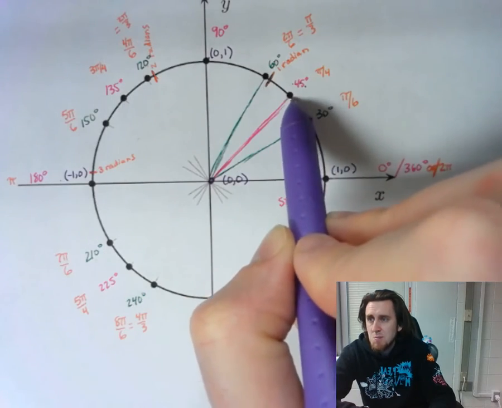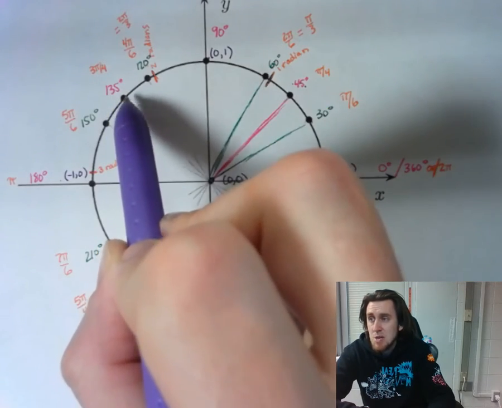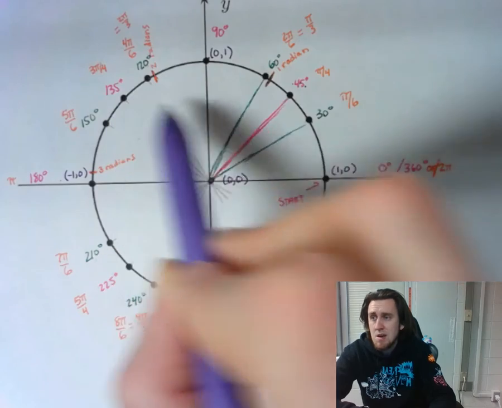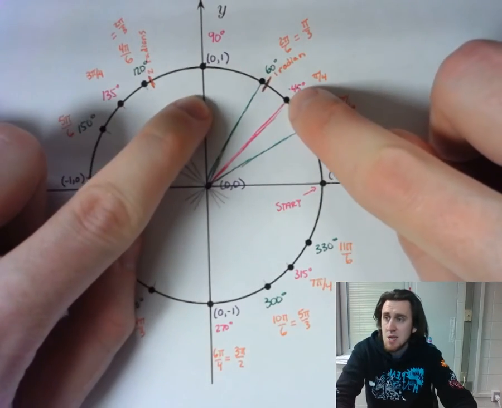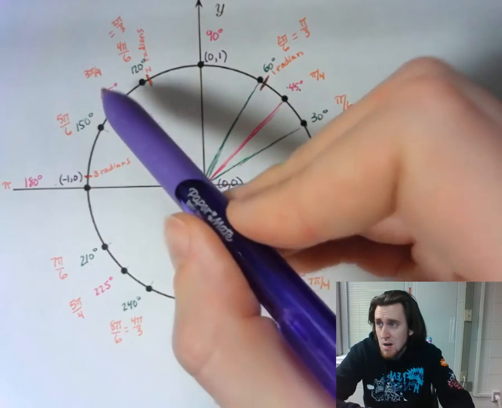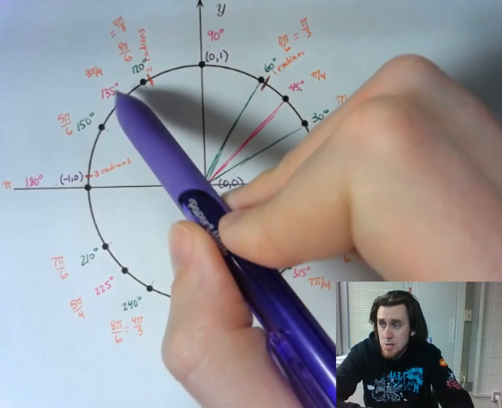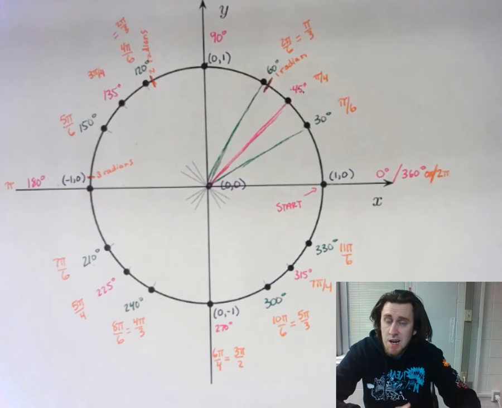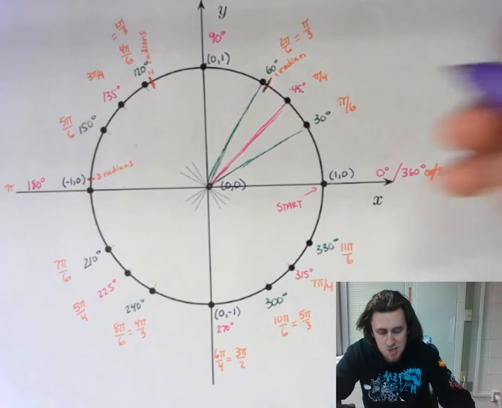The height of this point is the same as the height of this point, so those y values are the same. And it turns out that the distance here is the same as the distance here, so the x values are the same as well. The only difference is that in quadrant 2, all of the x values are negative. Okay, so how do we find these points?